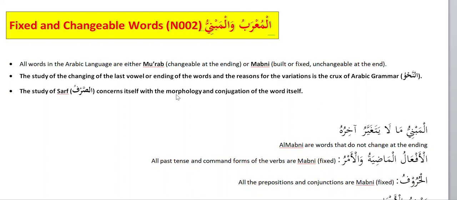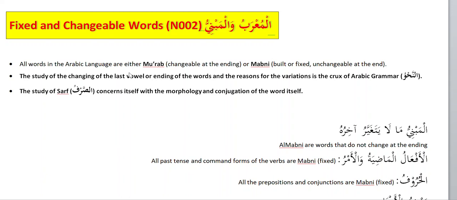So words in the Arabic language can be mu'arab, meaning that they change at the end. For example, if we were to use the word al-mabniyu, here we have a dhamma, but that can be changed to a fatha. Ra'aytu al-mabniya, I saw al-mabniya, and we change it to a fatha. So it changes. So this word here is mu'arab, meaning it changes at the ending.